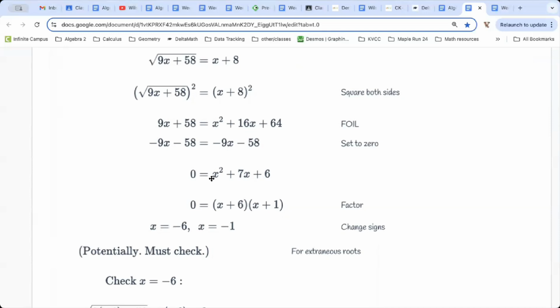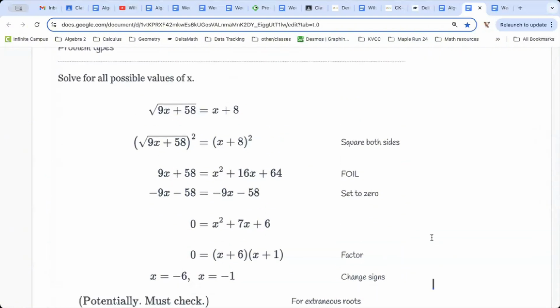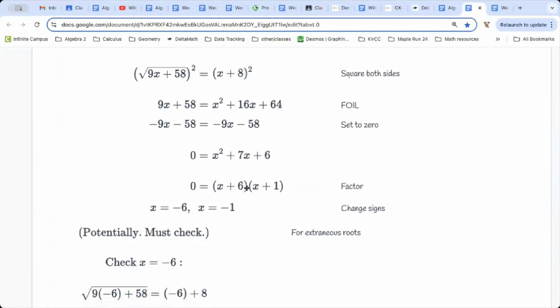A quadratic trinomial on the right-hand side. Let's factor it. If you factor this quadratic trinomial, you will get x plus 6 times x plus 1. Because if you FOIL it, you will get your trinomial back. So x times x is x squared. 6 times 1 is 6. 6 plus 1 combined together is this positive 7. So you have two potential candidates. Again, x equal to negative 6, x equal to negative 1.